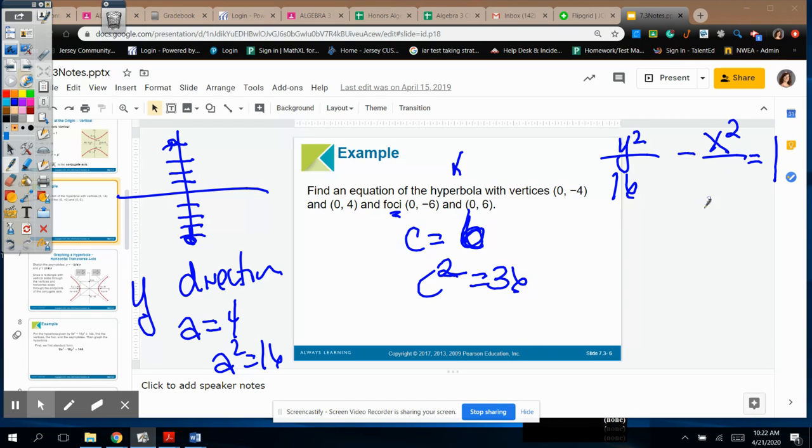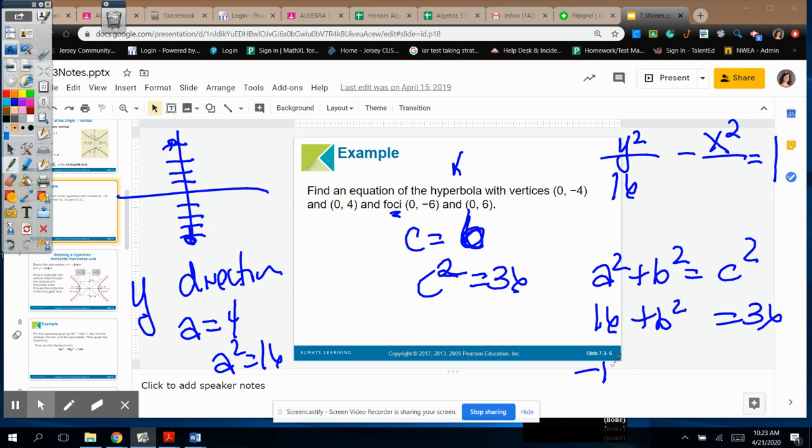So now I still have to know what b squared is. So remember, it's a squared plus b squared for hyperbolas is c squared. a squared is 16 plus b squared is 36. And I don't have to find b. I have to find b squared because that's what goes in the formula, and b squared will be 20.